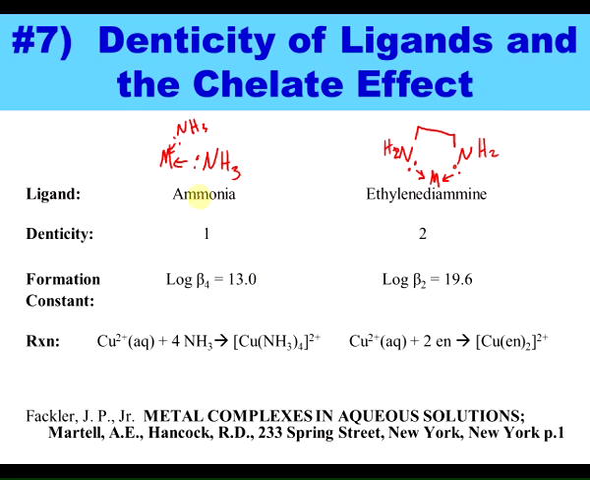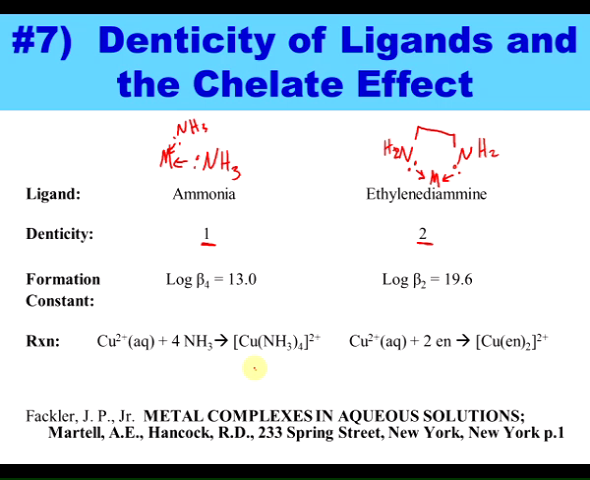So remember the denticity of the ammonia: since there's only one atom with the lone pair to coordinate to the metal, its denticity is 1. Whereas ethylenediamine is a bidentate ligand, so it's got 2 binding sites to bind to the metal. And so look at the formation constant. So here we both have copper complexes binding the ligands, and both are tetrahedral species.